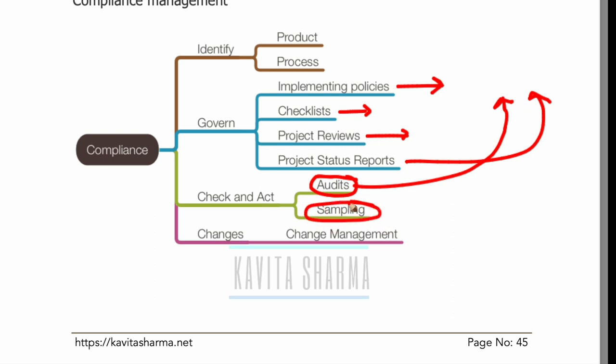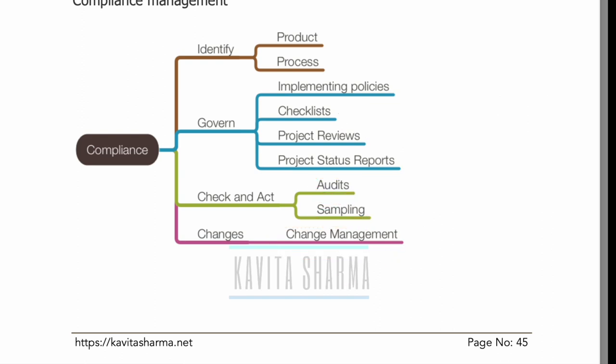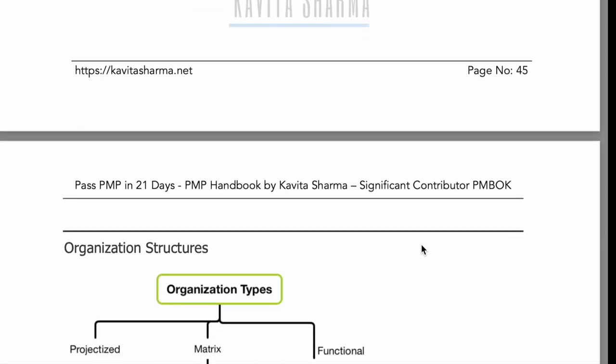Sampling is on the product. Audit is on the process. And change management may apply. As I said, in case governance is required and a policy has to be implemented, then changes to the process are going to happen. So help the organization understand why a change is initiated and then help the organization adopt it. That's the way project managers need to look at all the changes.